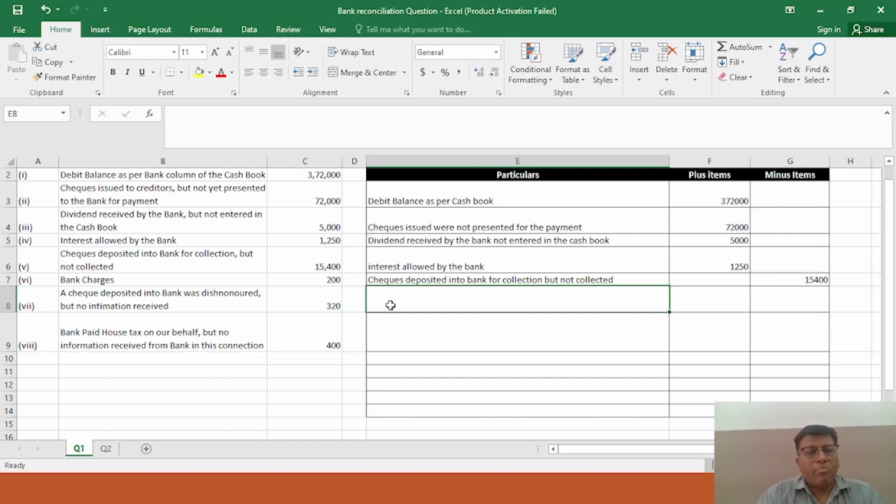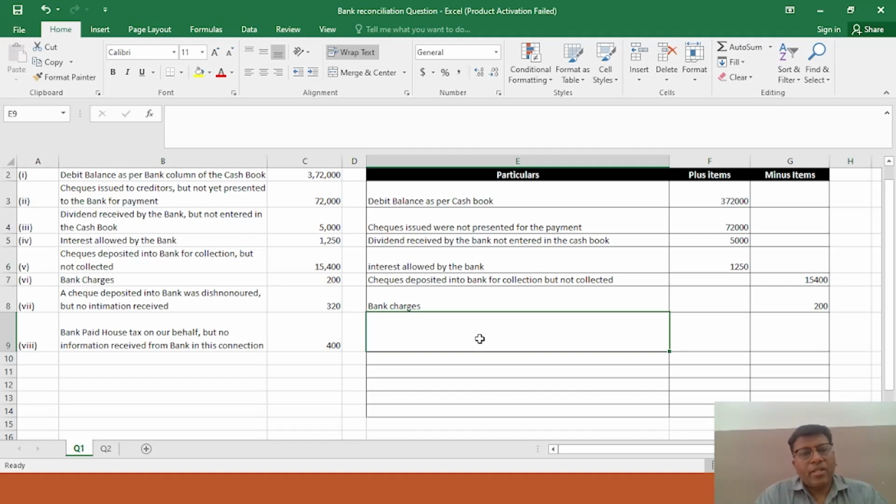Okay, the next transaction is bank charges. As you know, if the bank is charging some commissions or bank charges, the bank will debit your account and the bank balance would be reduced. But you are not informed by the bank, so you are not making any change in your cash book. If you compare, you find there is a discrepancy due to this transaction, that is bank charges of rupees 200. So you have to write down the bank charges, and because the bank balance is reduced by rupees 200, you have to mention it.